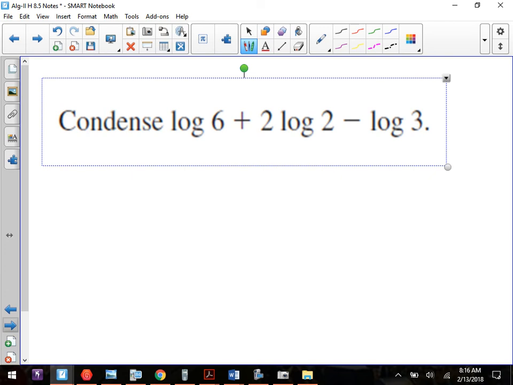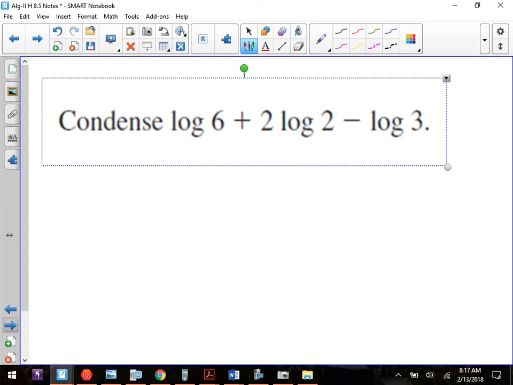Condense. Real quick, the only way that this works is if they all share the same base, and they do, so it'll work. So be careful. Sometimes they will say, "Hey, this one's base 3, and this one's base 5," and you can't do it. They'll just do that to annoy you. Okay. So what operations do you see? Which properties do you see here?